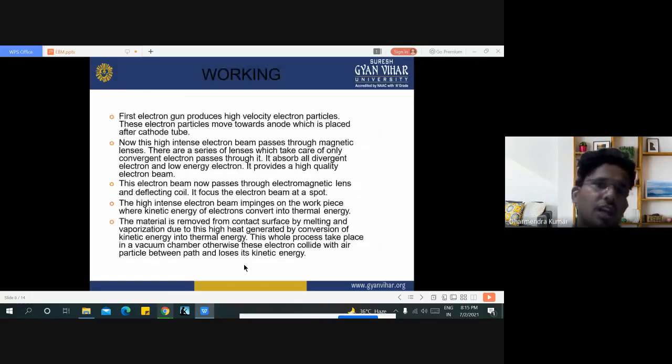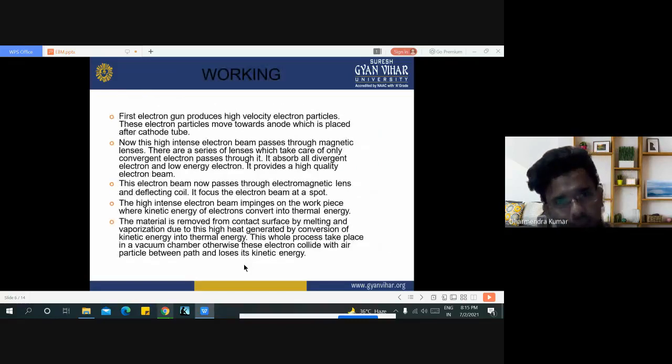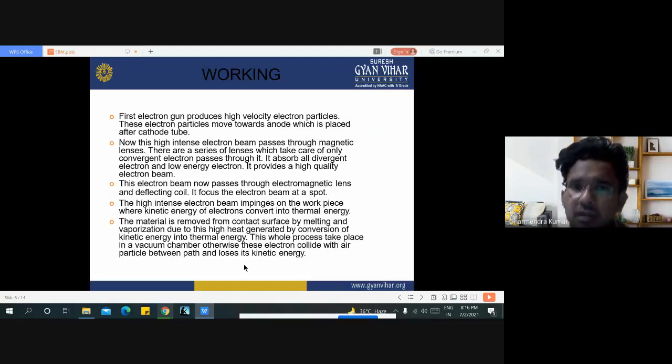Here is the complete working of the electron beam machining process, step by step. First, the electron gun produces high velocity electron particles. These electron particles move towards the anode, which is placed after the cathode tube. Now this highly intense electron beam passes through magnetic lenses. There is a series of lenses which allow only convergent electrons to pass through. They absorb all divergent electrons and low energy electrons. It provides a high quality electron beam.